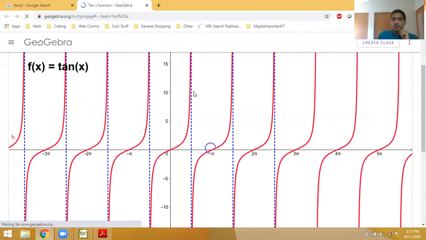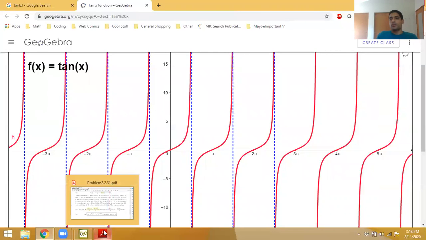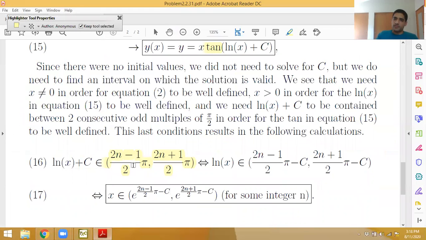All right, here's the graph of tangent of x. So these red parts, right? We have these blue asymptotes, that's where the problems are. So all of these good chunks are occurring between two consecutive odd multiples of pi over 2. Right here, it's -1 times pi over 2 to +1 times pi over 2, and then +1 times pi over 2 to +3 times pi over 2. So that's where this came from.